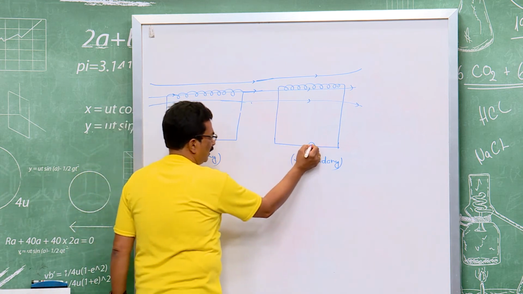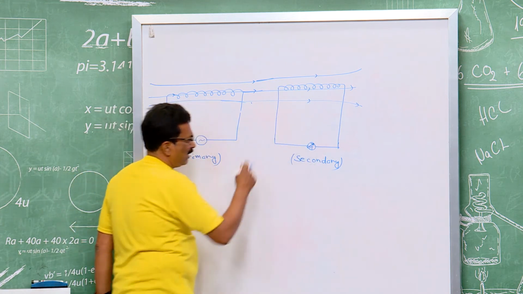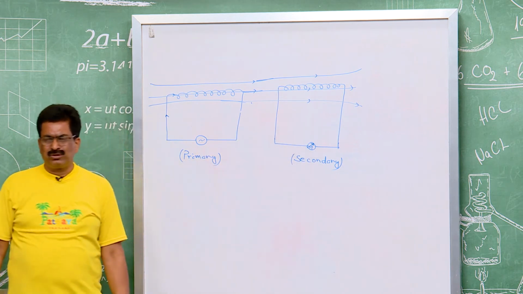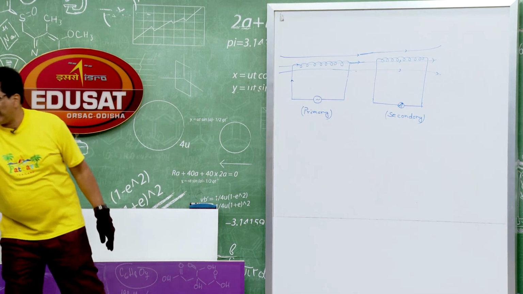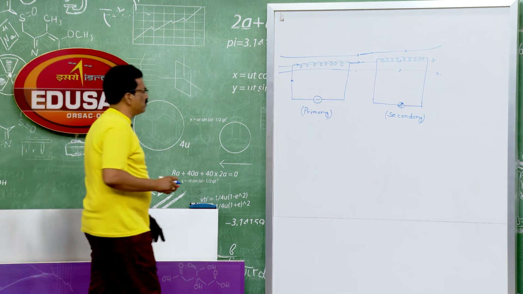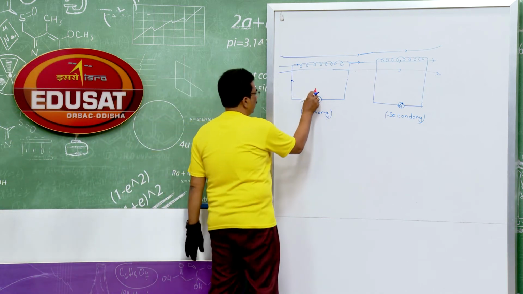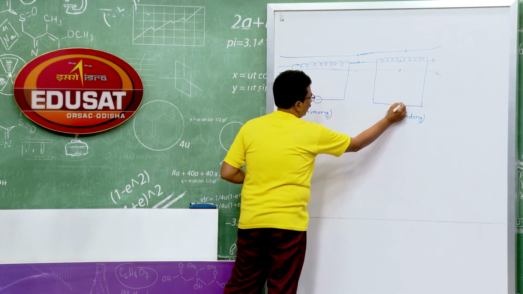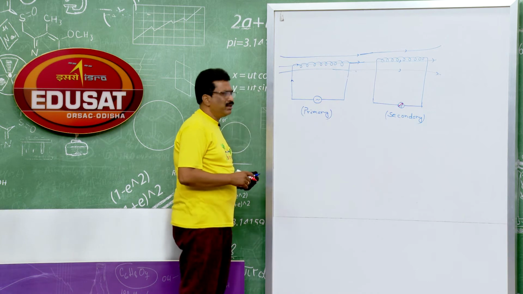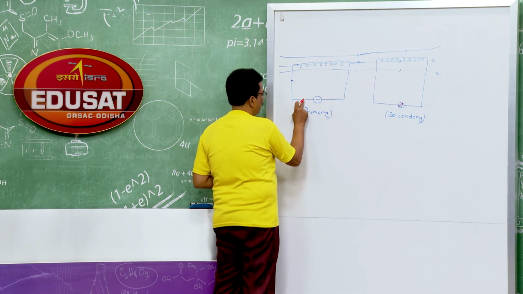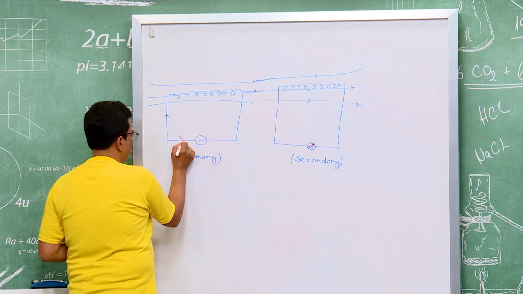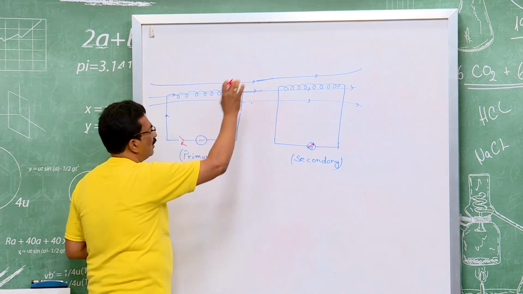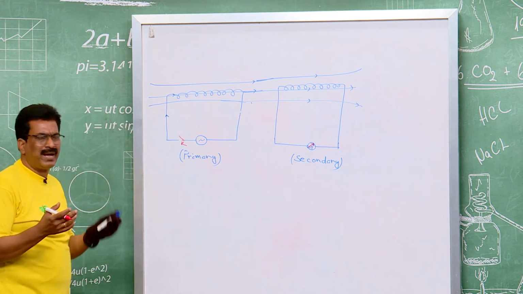Suppose the galvanometer provides a deflection like this. By taking those deflections, we come to the conclusion that when some current is flowing in the primary, a current develops in the secondary. If this one is connected with a key, then by controlling the key, the flow of the lines of force will also vary.